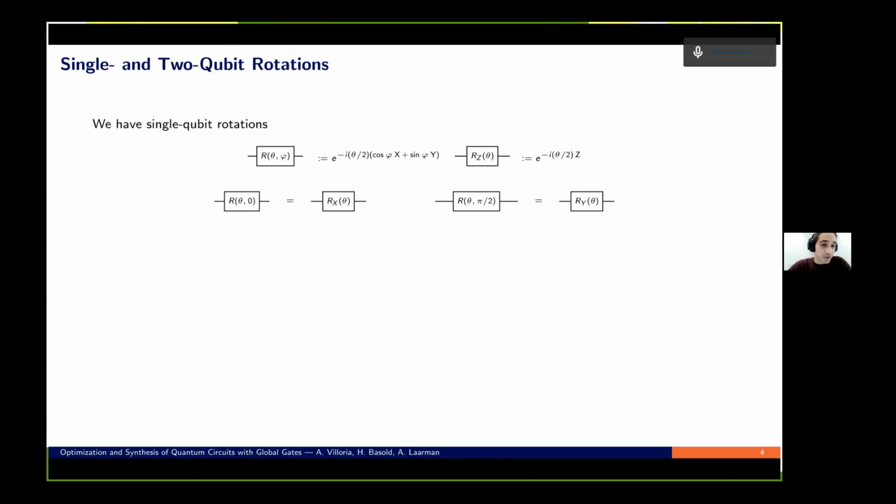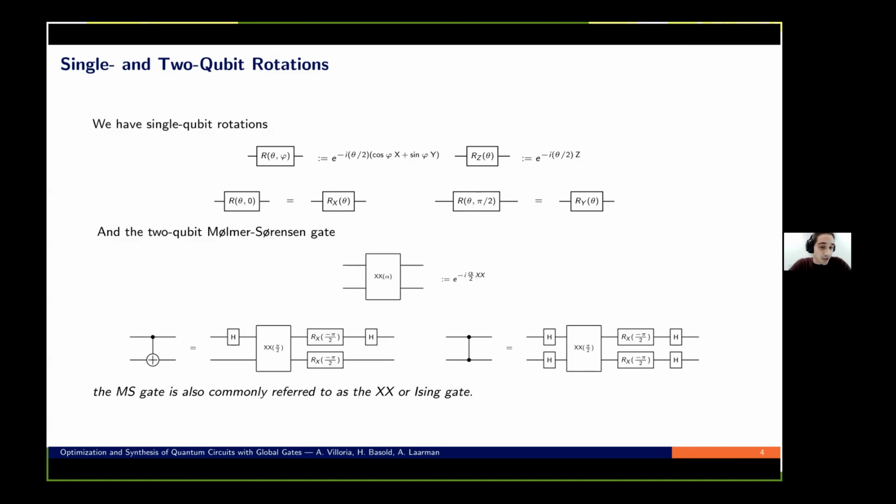We're assuming, first of all, single qubit rotations. These are not so interesting. Usually you have this R gate, for which you can recover the Pauli Rx and Ry gates, and some Rz rotation. But more interestingly, we have the two-qubit Mølmer-Sørensen gate that I will be calling MS or XX gate, which is some parameterized rotation on two qubits. With this gate, you can recover, for example, the CNOT gate if you have some single qubit gates before and after, or the controlled-Z gate too. So this is what we're going to be using as our primitive.